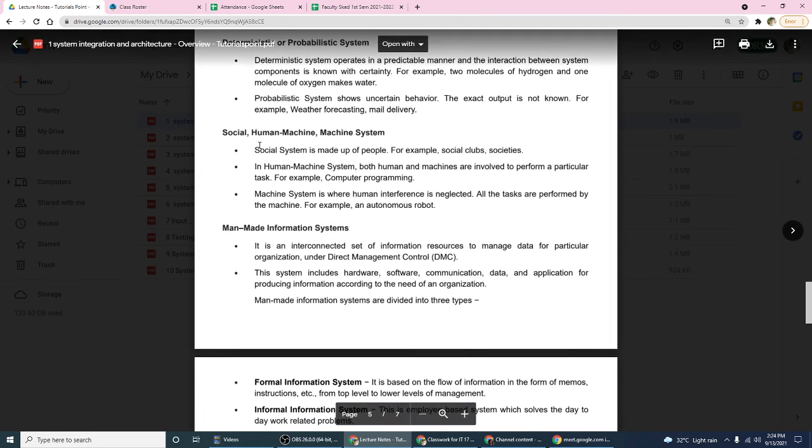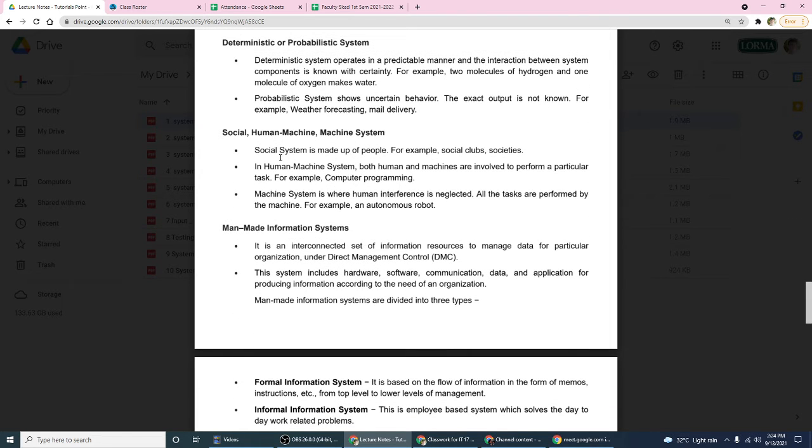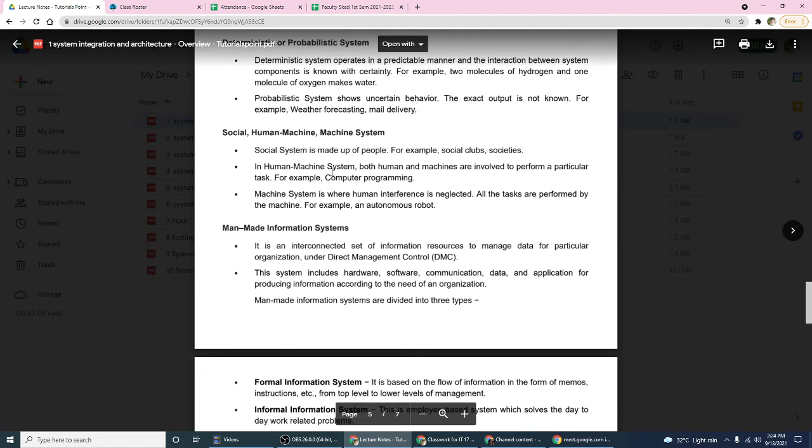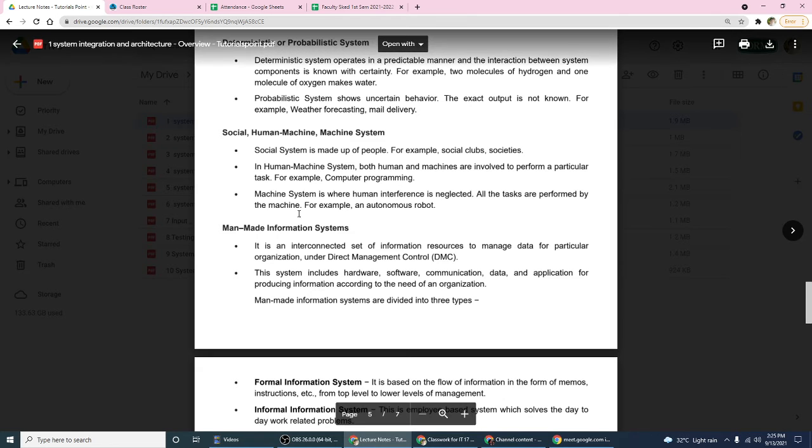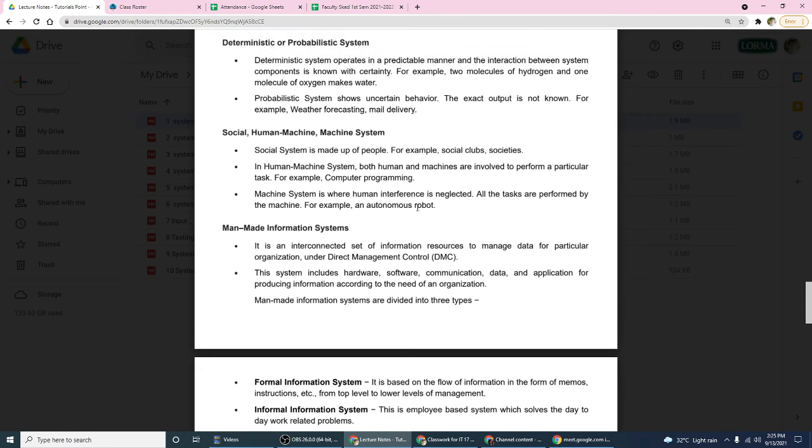Next, social, human, machine system. Social systems are made up of people, for example, social clubs, societies. In a human machine system, both humans and machines are involved to perform particular tasks, for example, computer programming. A machine system is where the human interface is neglected and all the tasks are performed by the machine. For example, the autonomous robot.